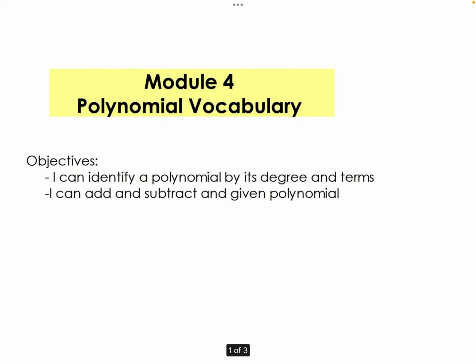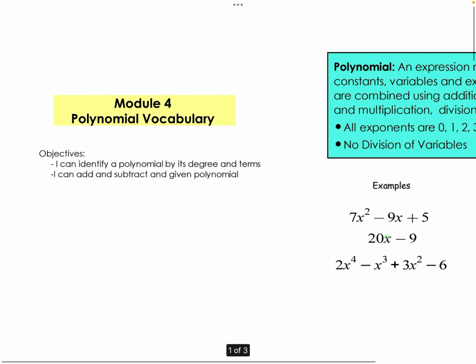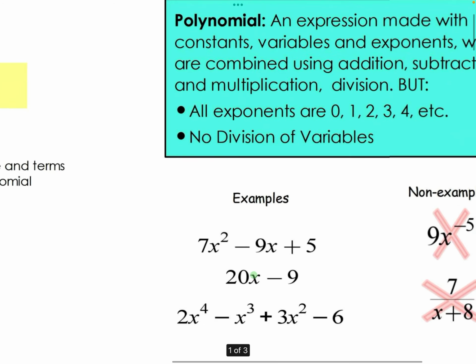Okay, so module 4. We talked about exponents. Now we're going to go into polynomials, which is a big chunk of this unit. One thing we want to make sure we can do is identify a polynomial by its degree and terms. We're not going to really add or subtract given a polynomial. That is the second part, but that is the main part of your polynomials.